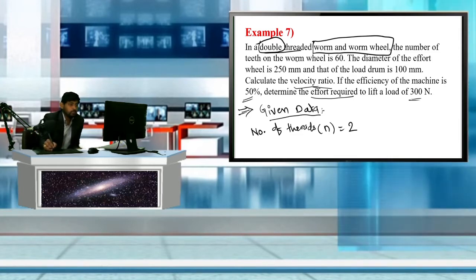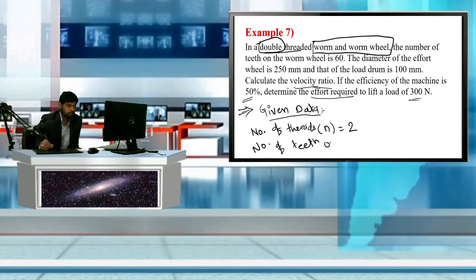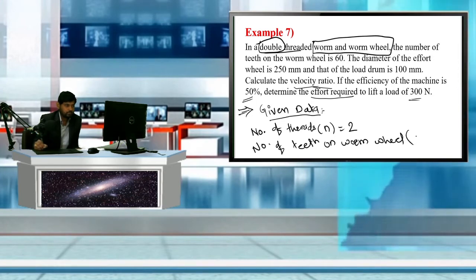So here number of teeth is also given. Number of teeth on worm wheel, that is your capital T is equal to 60.